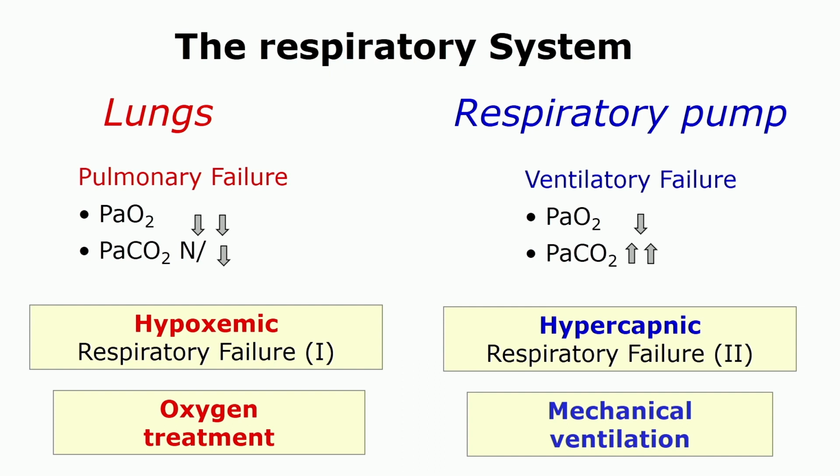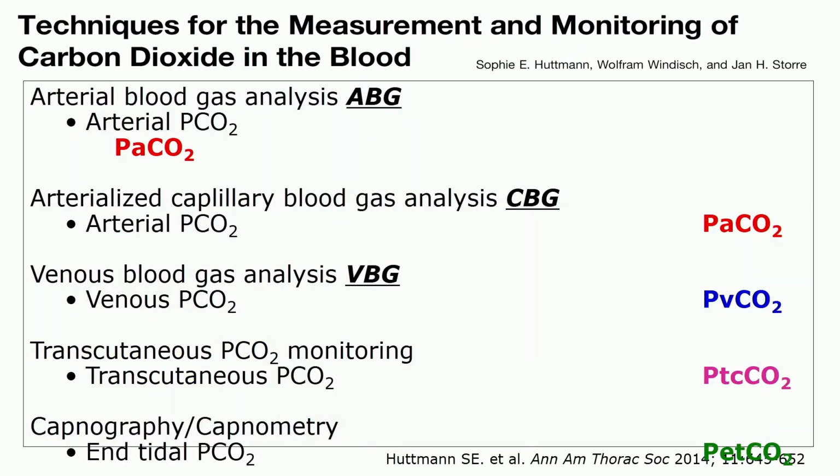Well, just to start with, when we talk about CO2 monitoring, it is essential to acknowledge what the specific scenario is. Here we have to consider the respiratory system consisting of two different parts, which can be impaired independently of each other: the lungs and the respiratory pump. In case of pulmonary failure, we have hypoxemic respiratory failure without hypercapnia. Hypercapnia is almost always a part of respiratory pump failure, when alveolar ventilation is reduced. And here we need mechanical ventilation, or artificially increasing the amount of alveolar ventilation.